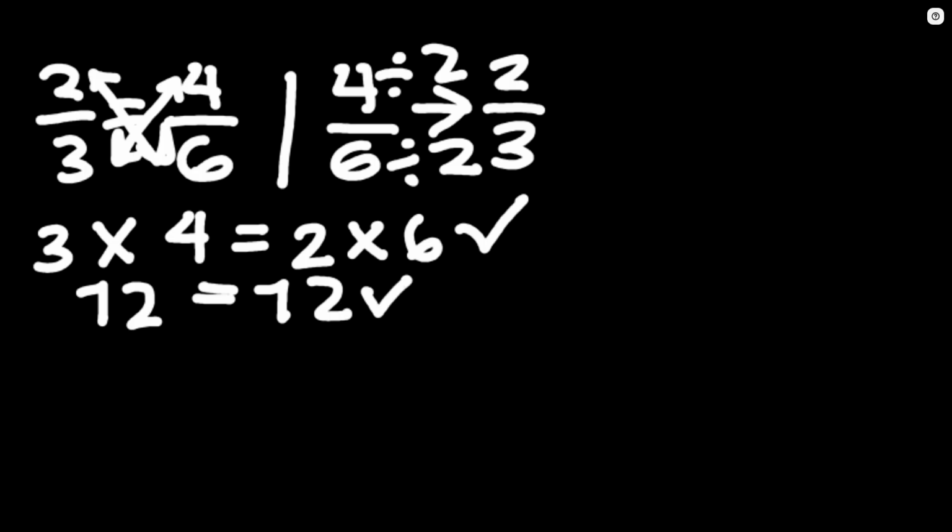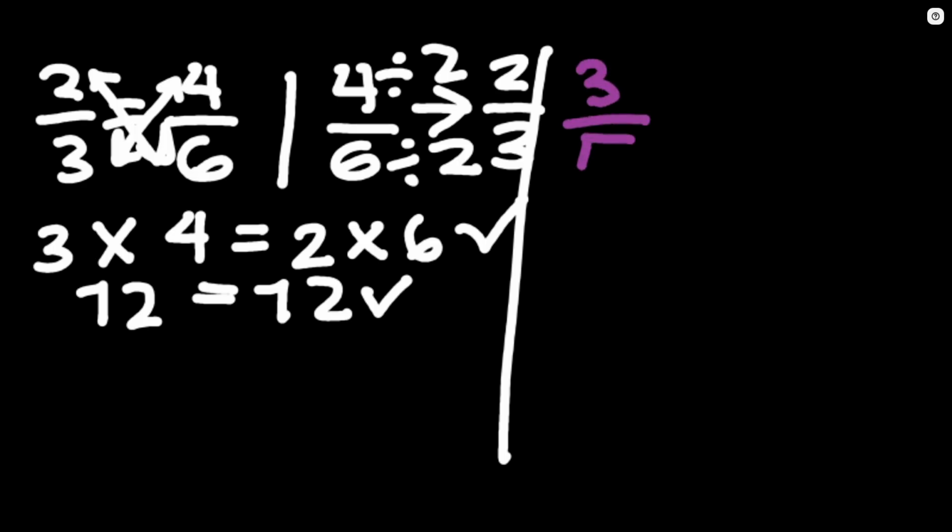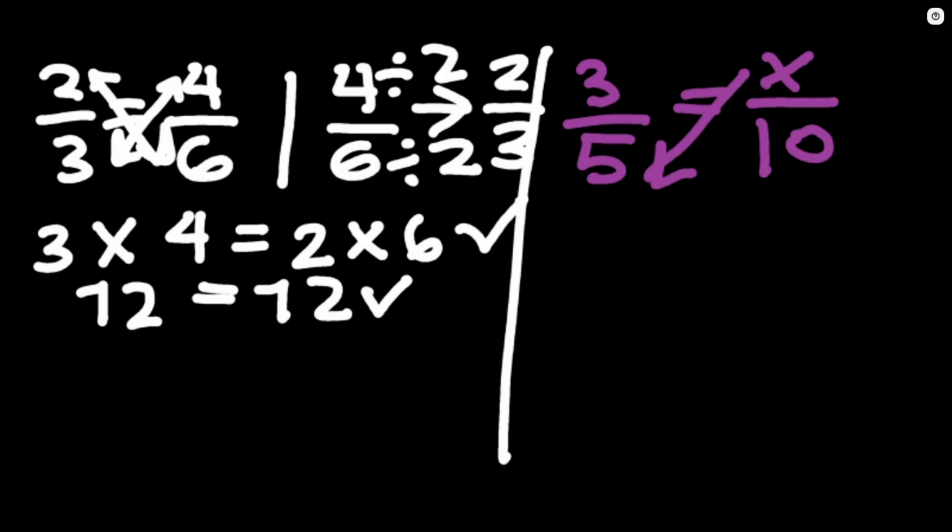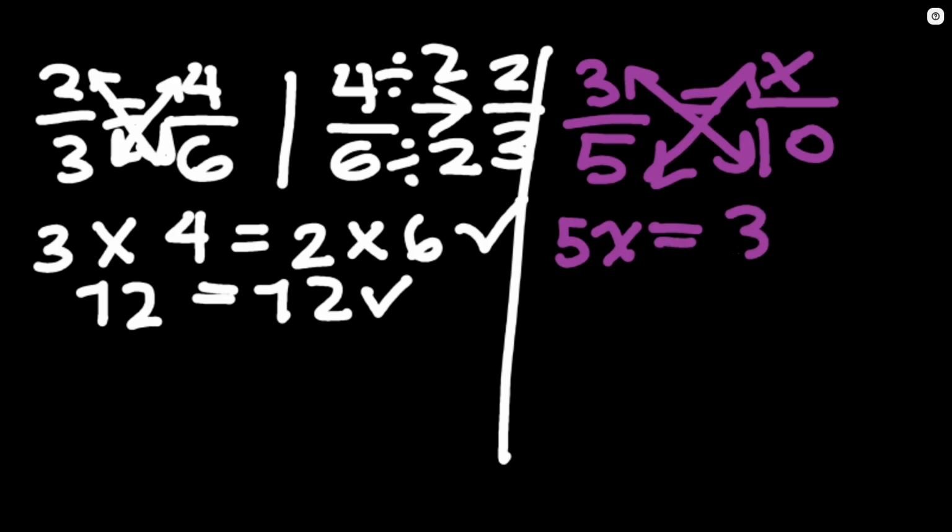So now let's give an example with a missing number. In this example, we have 3 over 5 equals x over 10. Now you can do the same thing. We will cross multiply. So you're multiplying 5 and x and 3 and 10. When you multiply 5 and x, you get 5x. And when you multiply 3 and 10, you get 30.